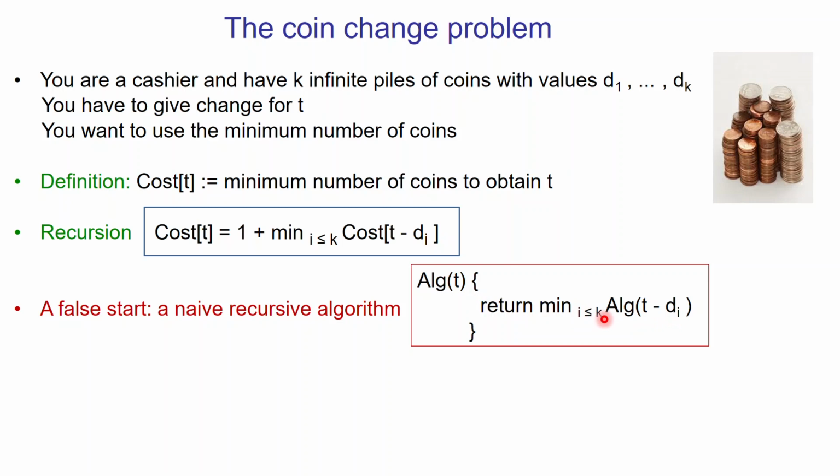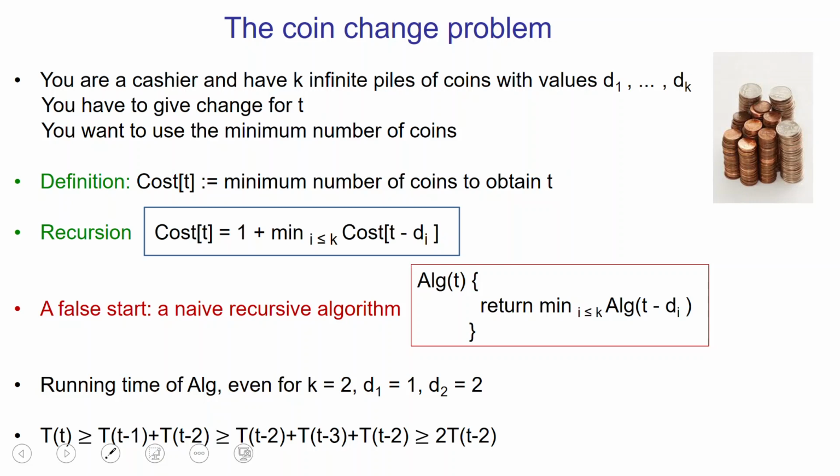Why is that? Well, what would be the running time of this algorithm? Even if you just have two coins, so k is equal to 2, and the first coin is, say, 1, and the second coin is 2, the recursion would obey something like this. T of t, the running time to give change for t, would be at least T of t minus 1 plus T of t minus 2, where these two come from using coin 1 or coin 2.